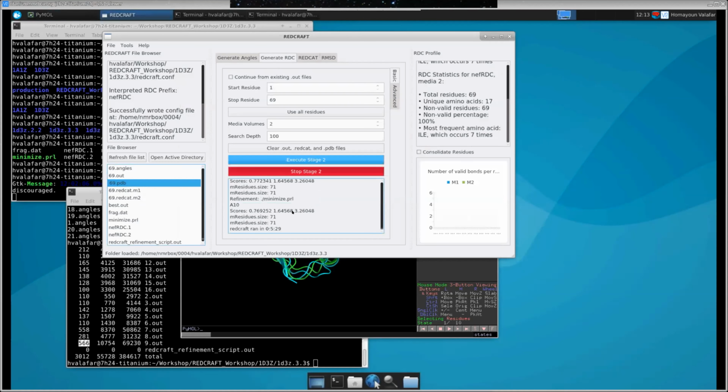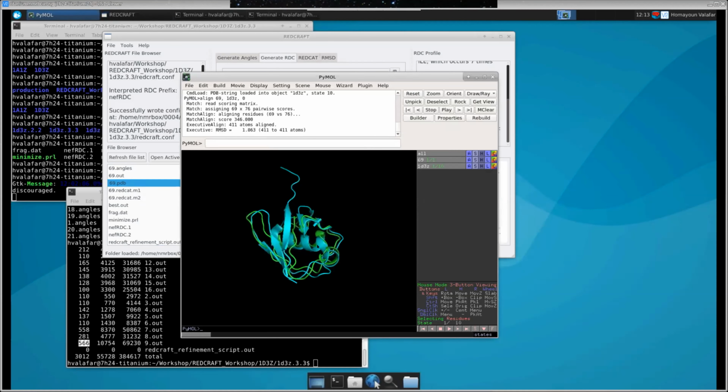In fact, Redcraft tells you at this point it took 5 minutes, 29 seconds to run. And it calculated the structure that is 1.8 angstroms away from the actual structure. This is, again, with ideal geometries. Omega angles are snapped to absolute 180 degrees. All the changes are in rotamer space. So therefore, peptide bond lengths, bond angles, all that stuff is ideal.